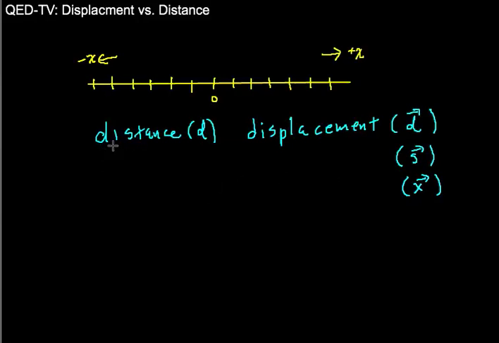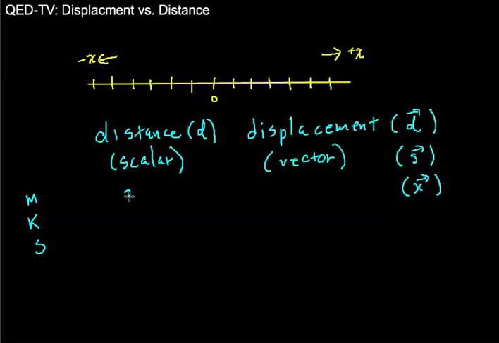So distance here is what we call a scalar quantity, just a magnitude. Displacement is a vector quantity, which means it's a distance with a direction. The units up here could be meters. In physics we use what we call the MKS system, meters, kilograms, seconds. So everything needs to be converted to those units, and we're going to be in meters here.